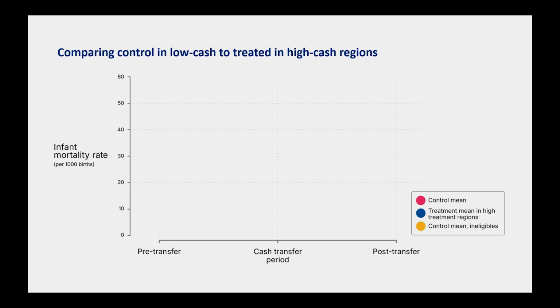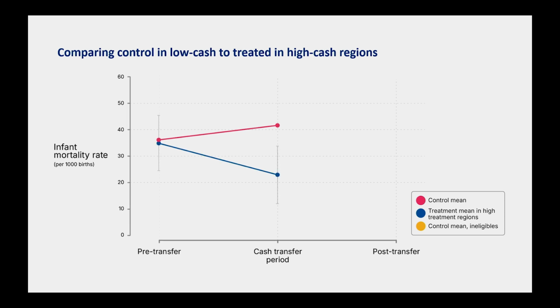So what does the data look like? Let me start with the control mean. You can see the red there. The control mean is the average for the control households. These are the poor households, but they didn't receive cash in the low treatment areas. So this is what infant mortality looks like in the pre-transfer and cash period. It's pretty flat. It's around 40 deaths per 1,000. How about the treatment group? The blue here is going to be treated households in the high treatment regions. So kind of getting the largest exposure to cash transfers.